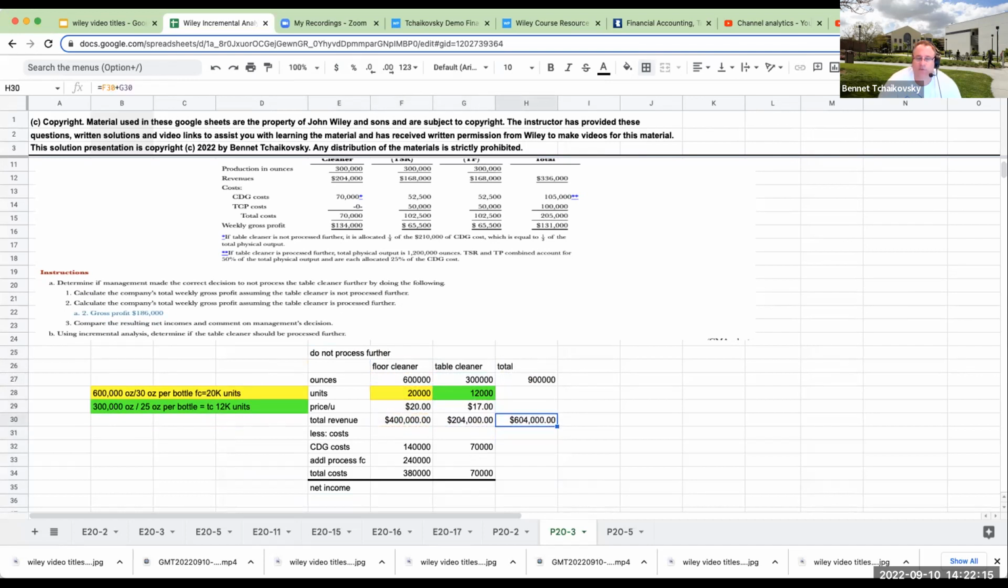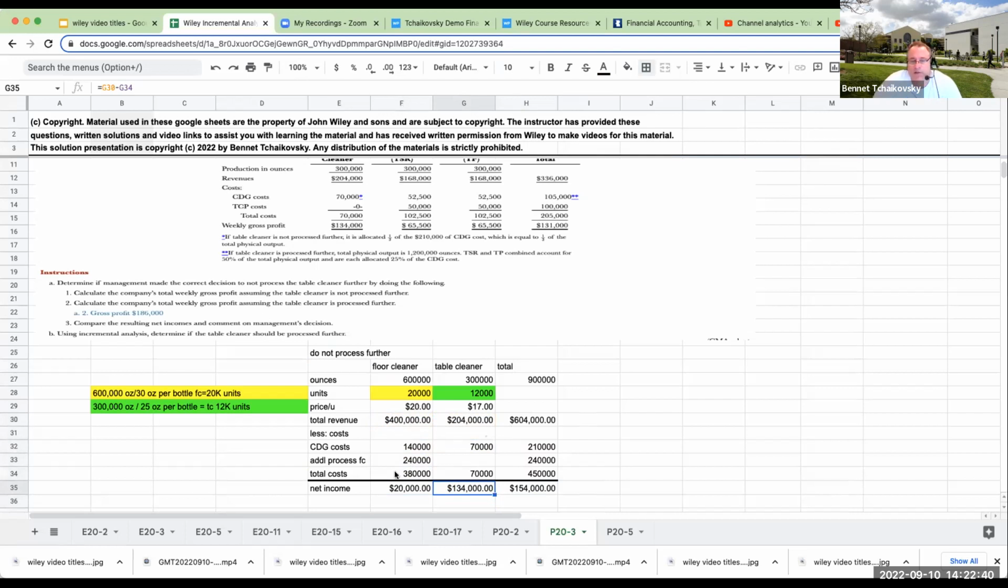My total revenue, my CDG costs, my additional processing costs, total costs are at 450. So my net income right over here in terms of keeping this the same is going to be 154,000. Okay, so this is 204 minus 70. This is going to be 400 minus 380.